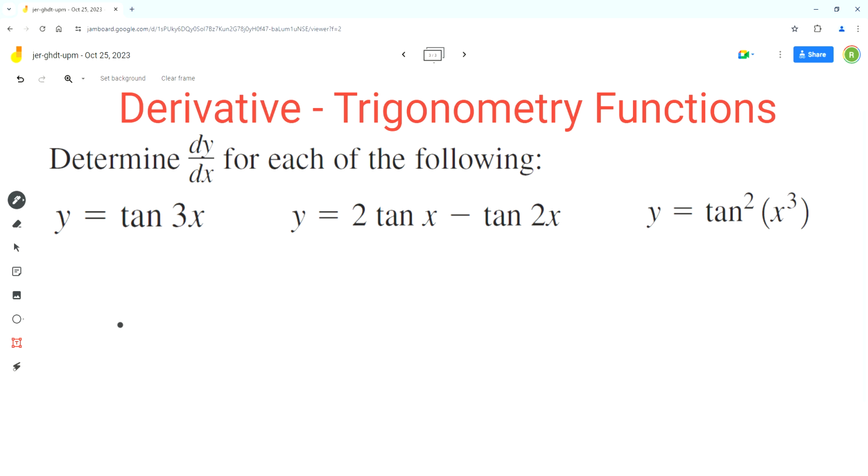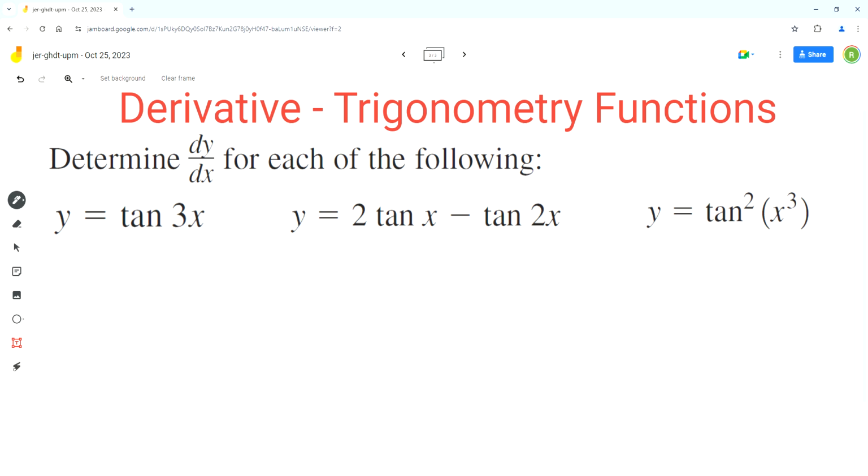So in this video, we'll find the derivative of these trigonometry functions. So as per the problem, determine dy over dx for each of the following. And we are given these three functions. So let's start with the first function, y equals tan 3x.